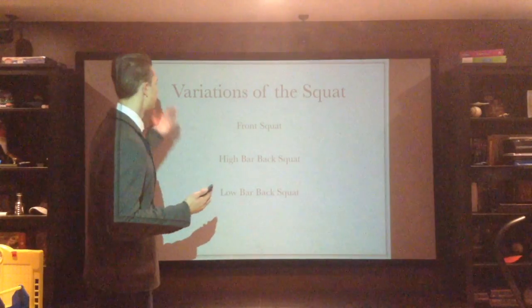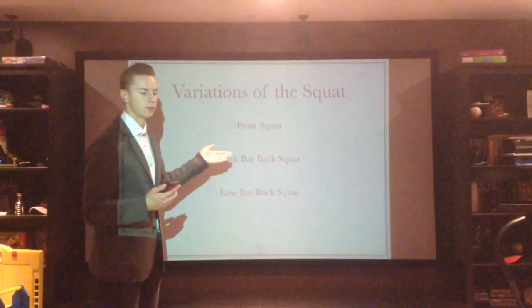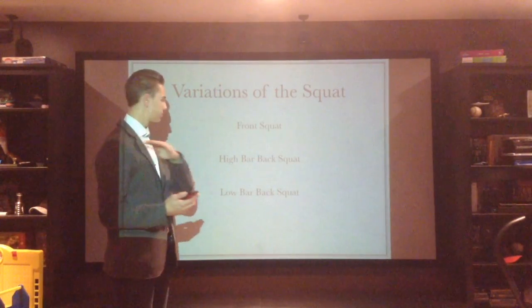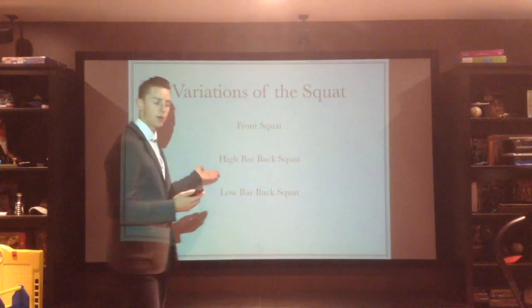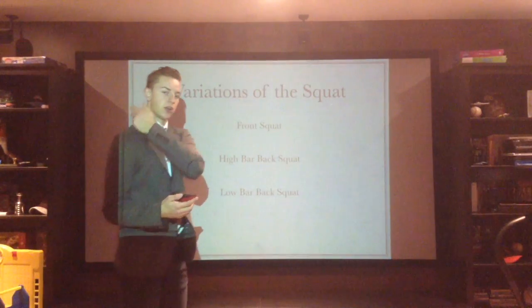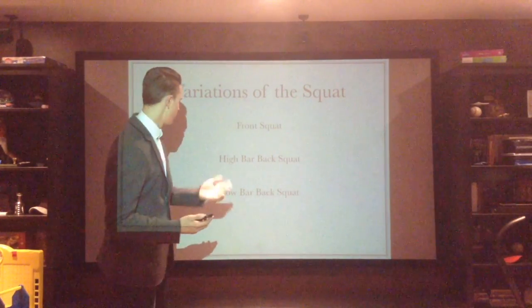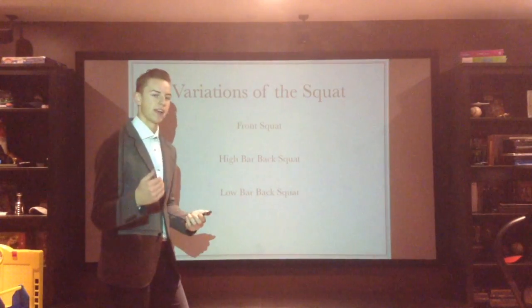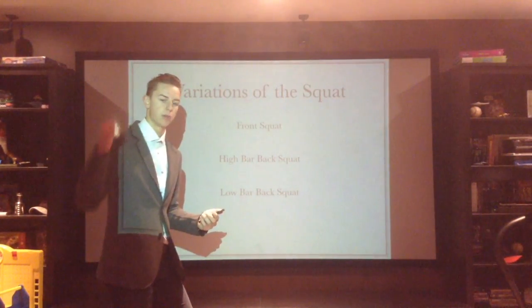First things first, there are three variations of the squat. There's the front squat, where the bar is placed in front of your body on your shoulders. There's the high bar back squat, where the bar is placed on your back, specifically on your traps. And then there's the low bar back squat. It's the same position as the high bar back squat, except the bar is scooted down a couple inches on your back.